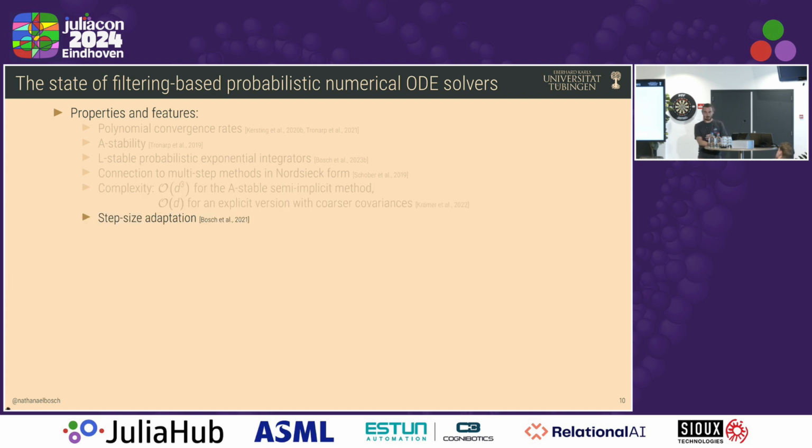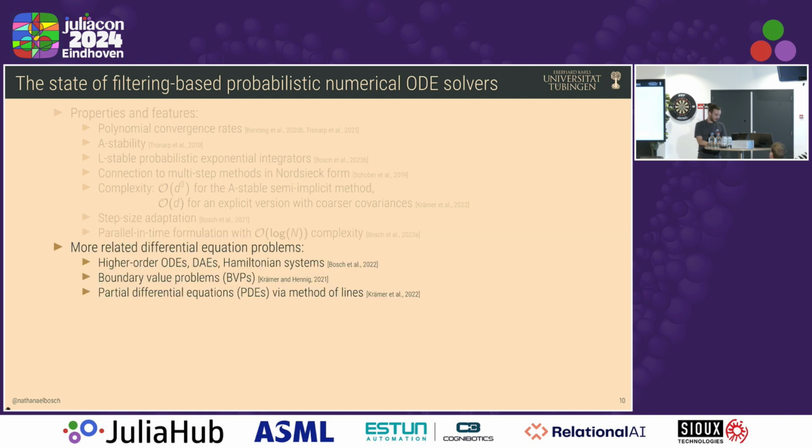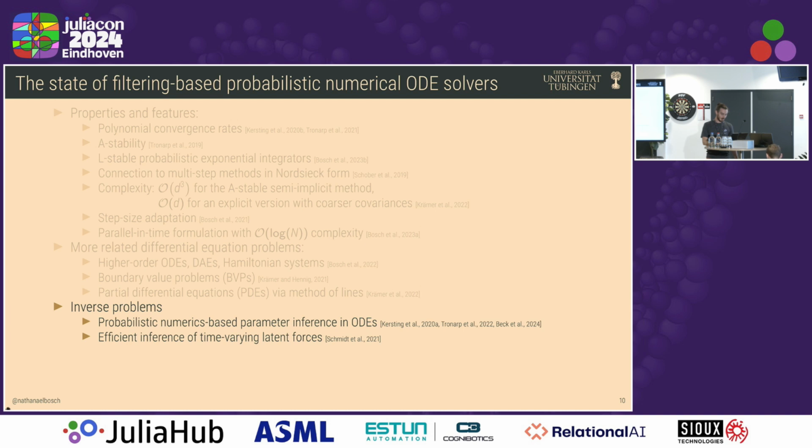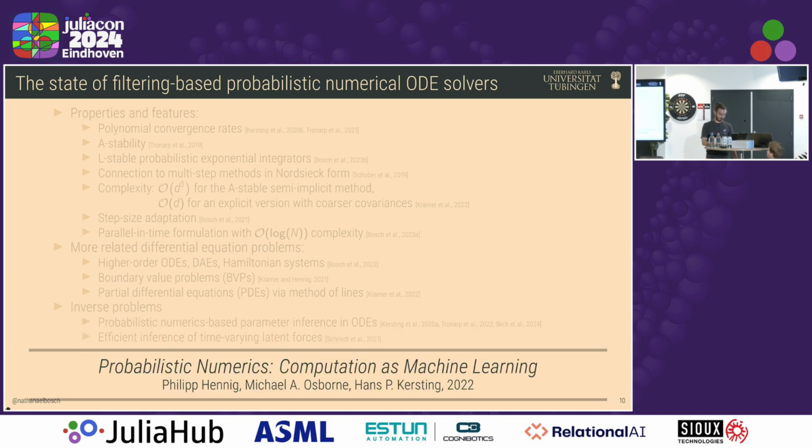You can do step size adaptation. It's implemented in the package also. Yeah, we did a parallel in time version. Here I only talk about ODEs, but this idea also scales to higher order ODEs, DAEs. You can look at energy preservation. So these things are also in the package. These are not, but could be: BVPs are also a topic of interest, and PDEs with a method of lines. And you can use these methods for parameter inference. I have some plots in the end.